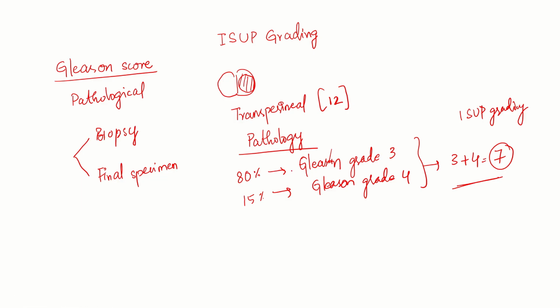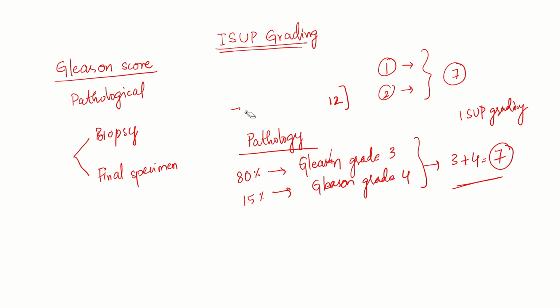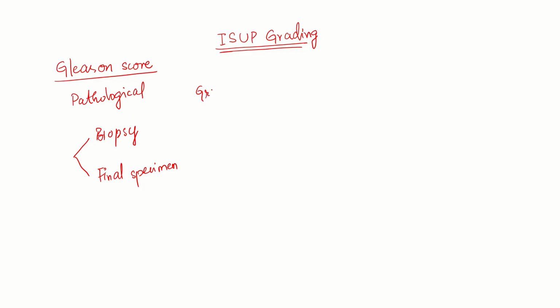So it is graded as the first most common pattern and the second most common pattern. They're added and the final score will decide our ISUP grading. So let us see what this ISUP grading is. ISUP grade group 1, group 2, 3, 4, and 5.